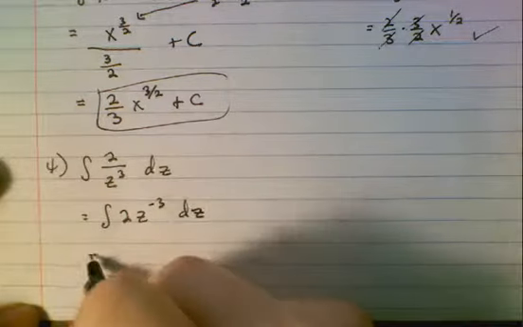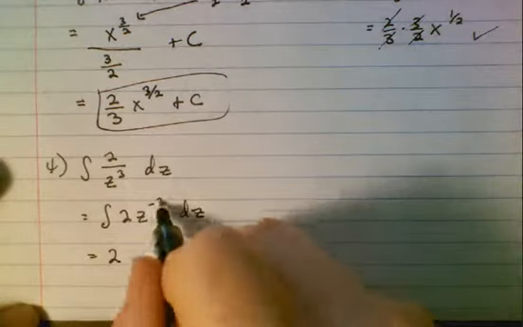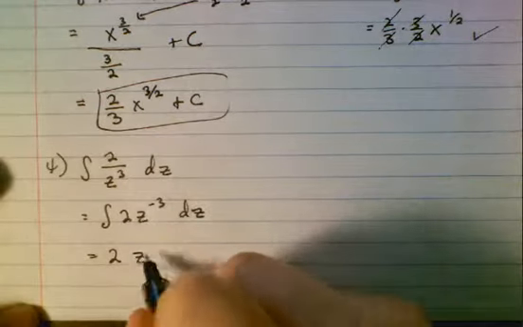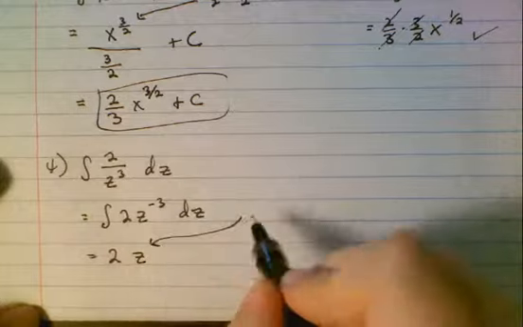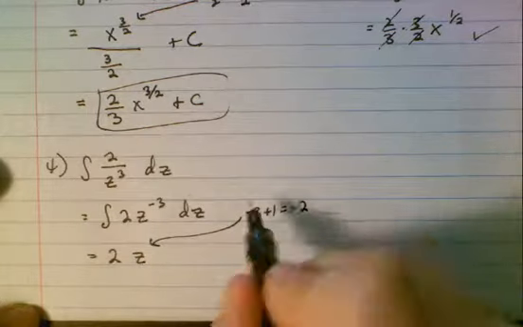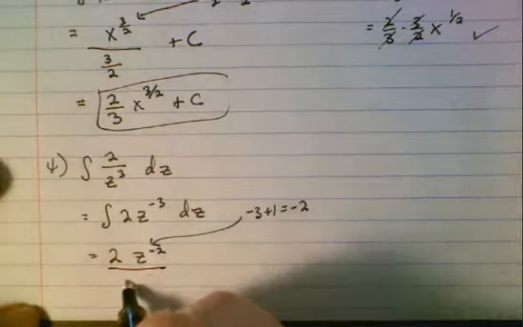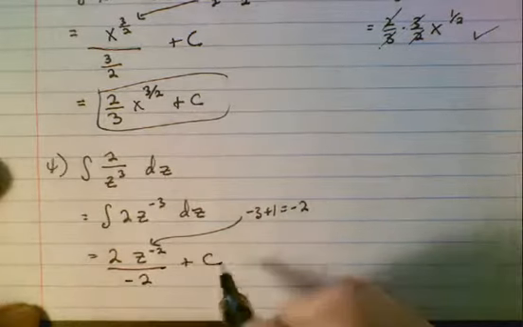And now the 2 is just along for the ride, and we use our antiderivative rule to add 1 to the exponent. So this is z. Be really careful with this. This is negative 3 plus 1 is negative 2. Really, really tempting to make it negative 4 instead. And then we divide by the new exponent and add c.